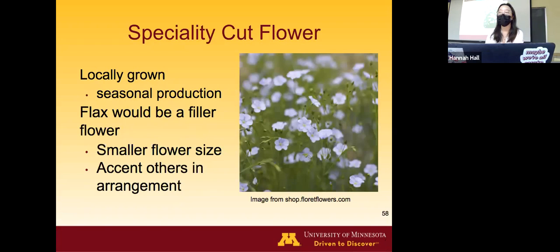So we're going to return back to the specialty cut flower information. Specialty cut flowers are locally grown and often seasonally produced. Flax would be considered a filler flower due to its smaller flower size, and it would be used to accent other flowers in an arrangement.